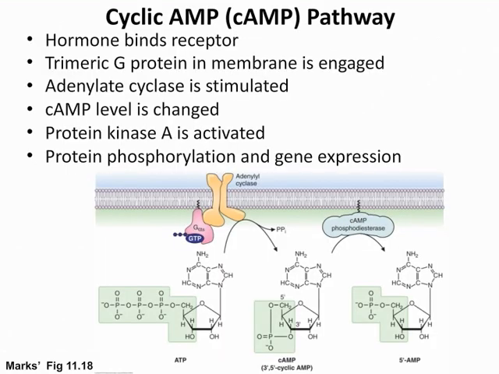So here is the cyclic AMP pathway. He focuses on this a lot. We've seen this already several times in the previous slides. So the first step, remember, is the hormone has to bind to the receptor. It's not shown here, but once the hormone binds to a receptor, the receptor goes through a conformational change and allows that trimeric G protein to bind to it.